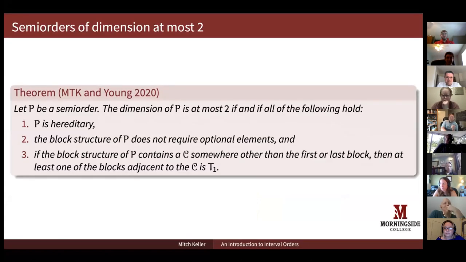We were able to prove that the semiorders of dimension 2, now remember, semiorders have dimension 1, 2, or 3, right? They never have dimension more than 3, we were able to prove the ones that have dimension at most 2 are hereditary with some additional restrictions. Okay, don't worry about what those second and third bullets say. Just read them as additional restrictions on what types of blocks you can put.